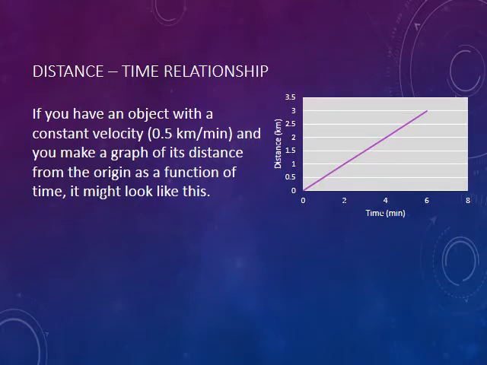We're going to start looking at these relationships by looking at a basic distance-time graph like the ones we've made in class. So this is a graph that is showing an object traveling at a constant velocity of 0.5 kilometers per minute. We know that it's traveling at a constant velocity of 0.5 kilometers per minute because we can look at the slope of the line. So the slope of the line is indicating the velocity.